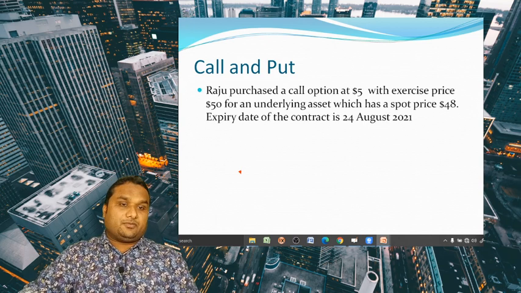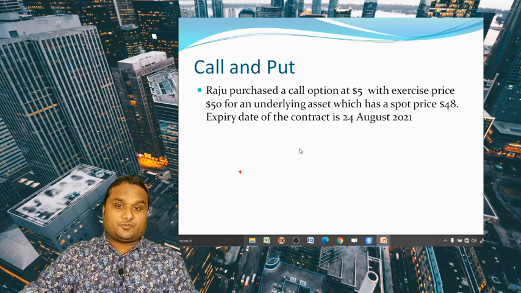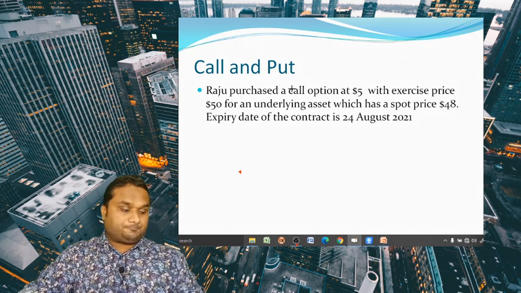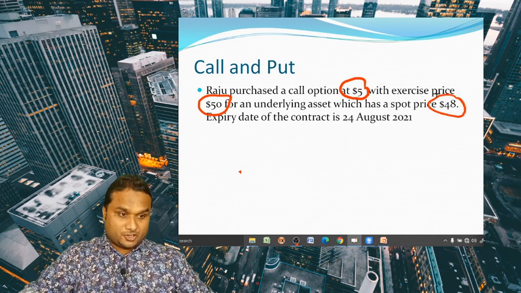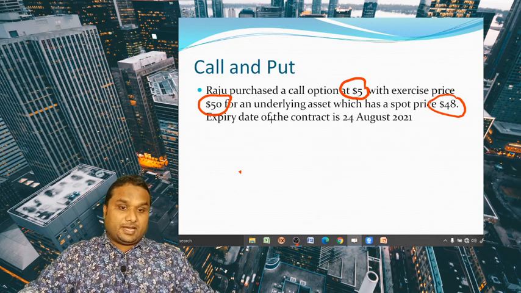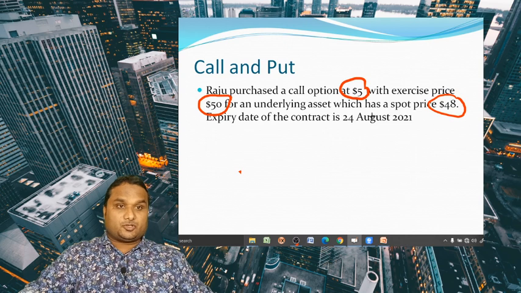Now, I'm giving an example. Mr. Raju purchased a call option at $5, with an exercise price of $50, for an underlying asset which has a spot price of $48. This means today the price of this commodity is $48. The expiry date of the contract is 24th of August 2021.